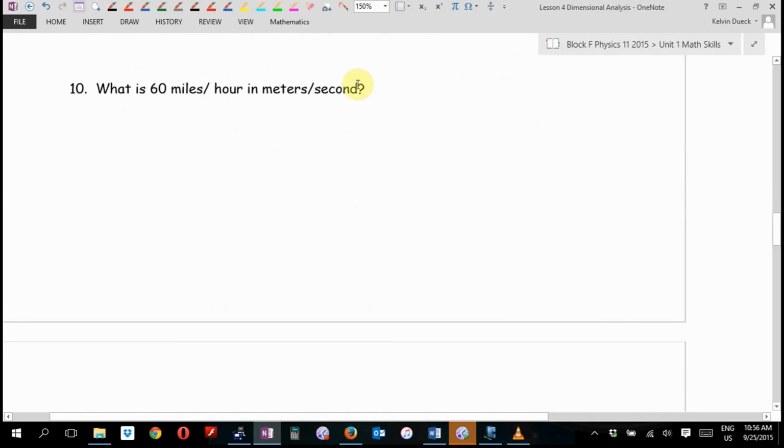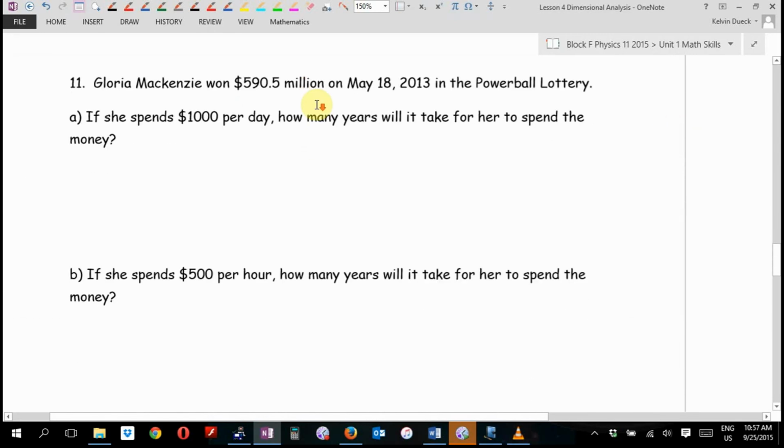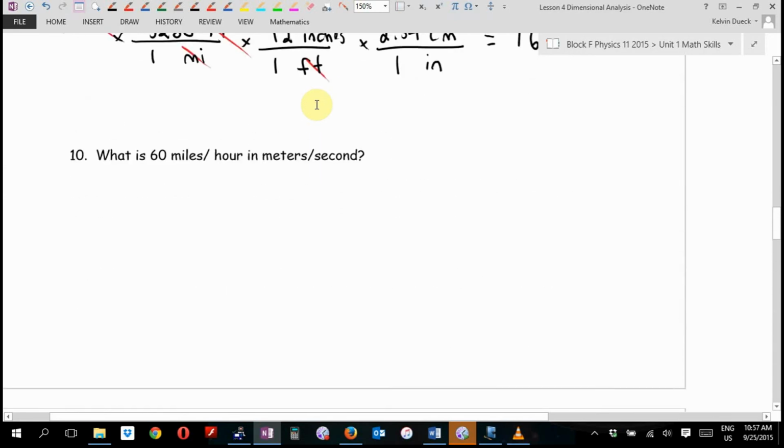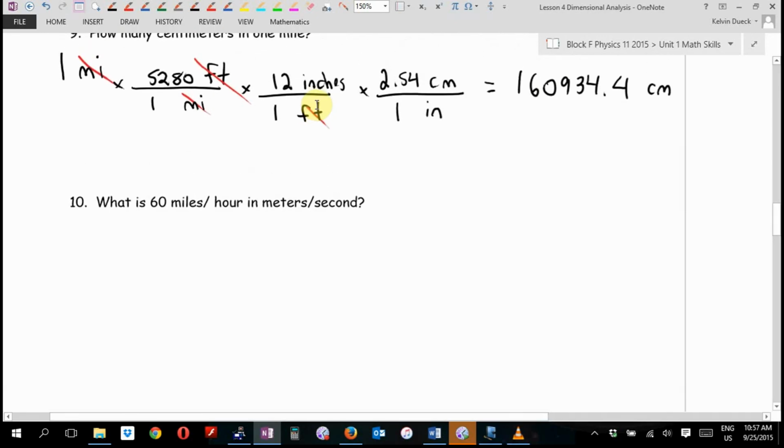I think we'll do this one, and then I may do the lottery question next class. But for now, 60 miles per hour in meters per second. Okay. Any suggestions on how I'm going to start? I'm going to write down what they gave me, which was what?